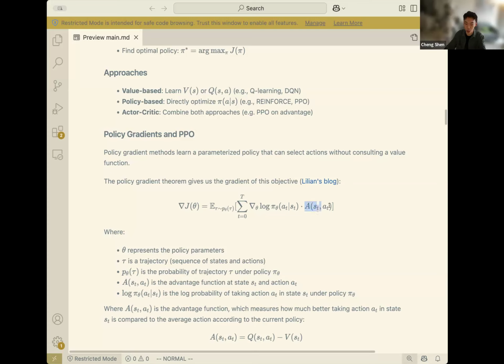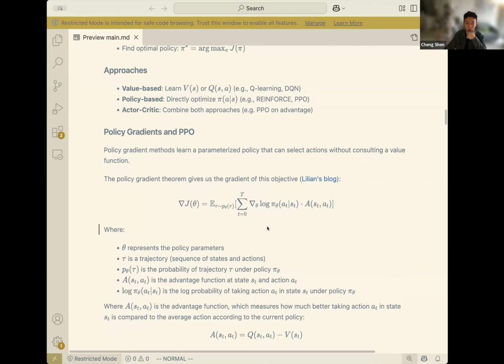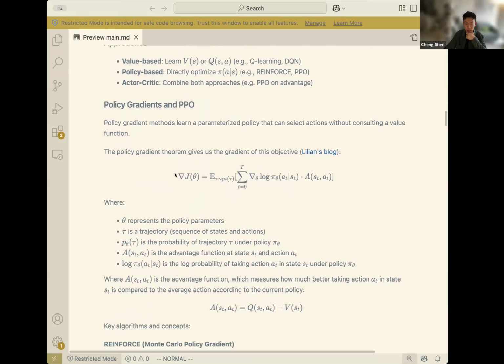then it has a larger coefficient to help us optimize the policy toward it. But if the action is worse than average, then we are pushing the policy away from its original value by doing the gradient ascent. So this is a policy gradient process.